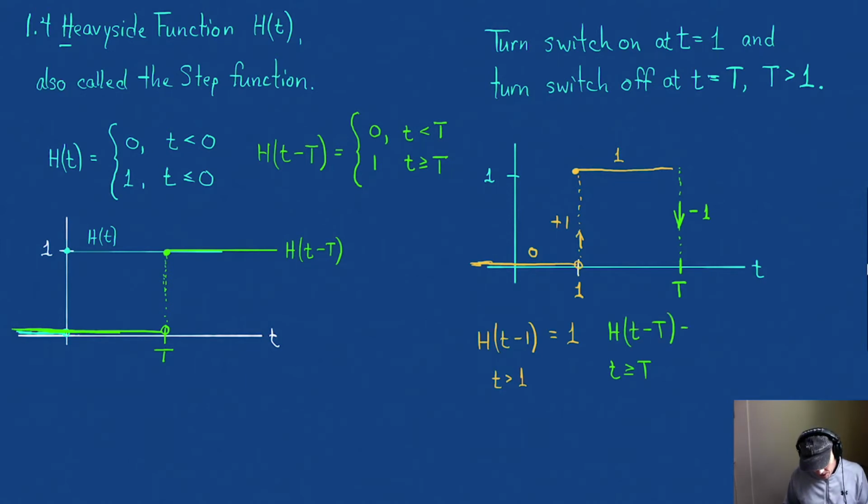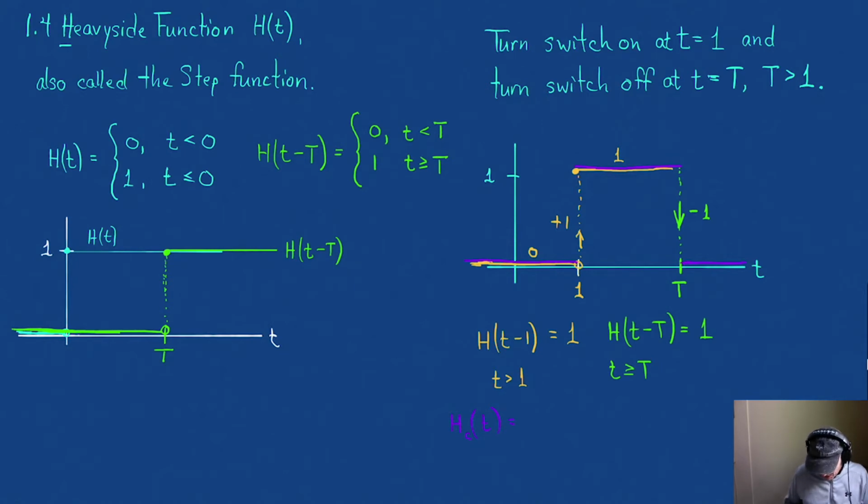Well, what happens? When t is greater than 1, this is 1. If I take this orange one and I subtract this green one, what do I have? I have 0. And that takes me back to the combined function. When I add these two together, it turns on at 1, and now it turns off at capital T, which could be 2 or 3 or whatever number you want it to be. So there it is. The purple function, we'll just call it h complete.